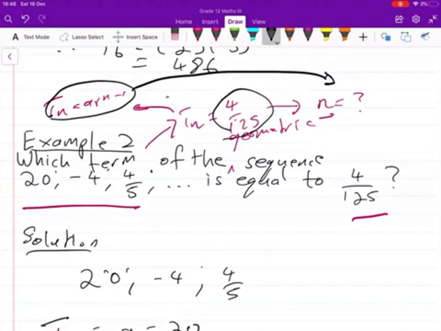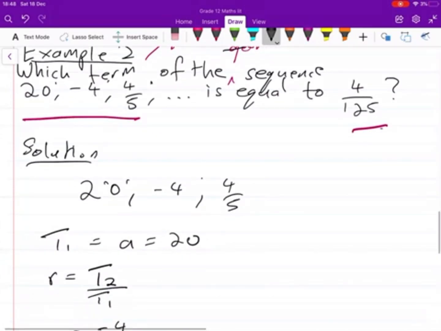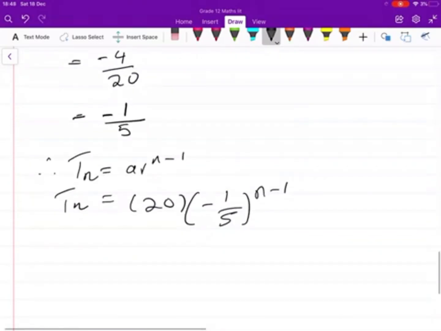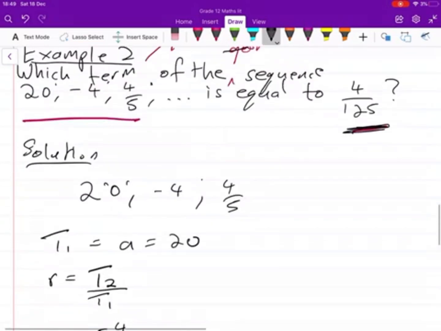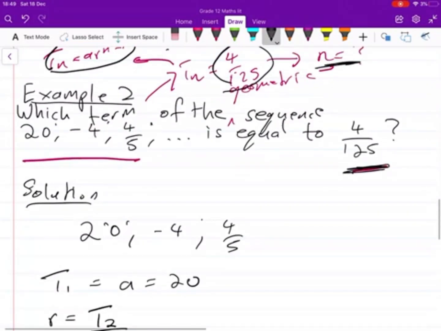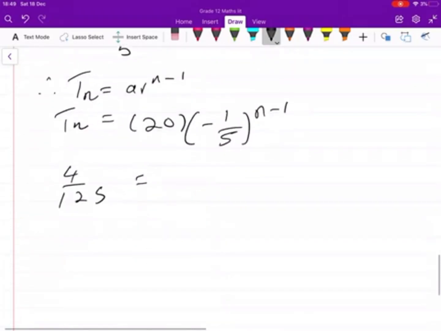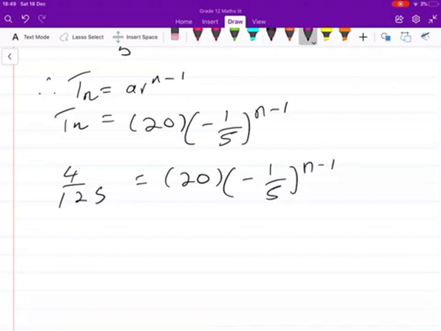Just follow what I'm trying to say. All right. So we are told that the value of the term is 4 over 125, and our duty, therefore, is to solve for the value of n. So we have 20 times (minus 1 over 5) to the n minus 1. Our task then would be to remove this 20 here.